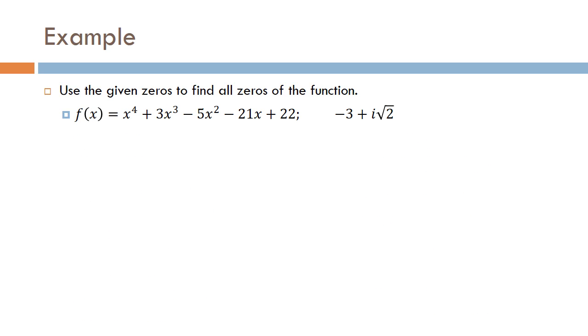All right, try this one. Same idea. This one's going to be a little bit messier because you've not just got an i, you've got a square root. So be very careful. And remember, if negative 3 plus i square root of 2 is a zero, so is negative 3 minus i square root of 2. Pause the recording, give this a try, and resume to check your answer.